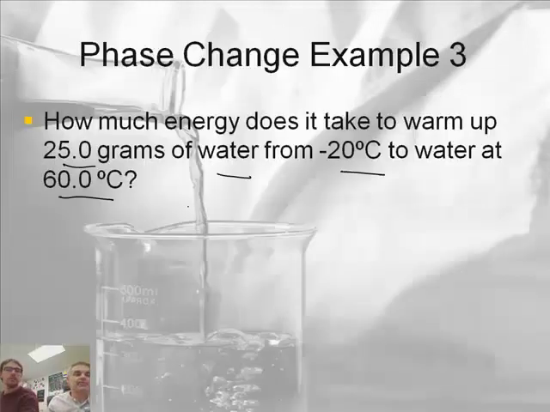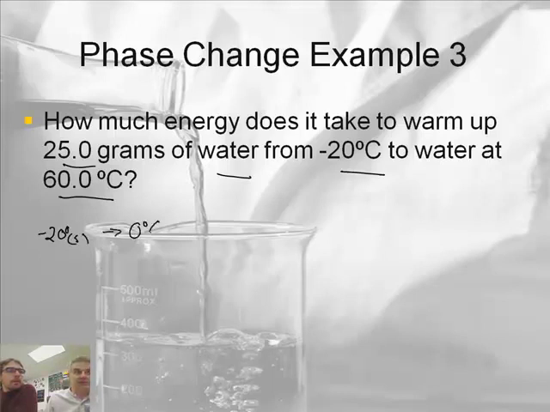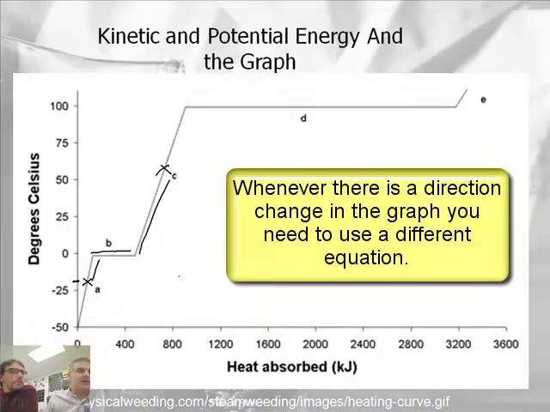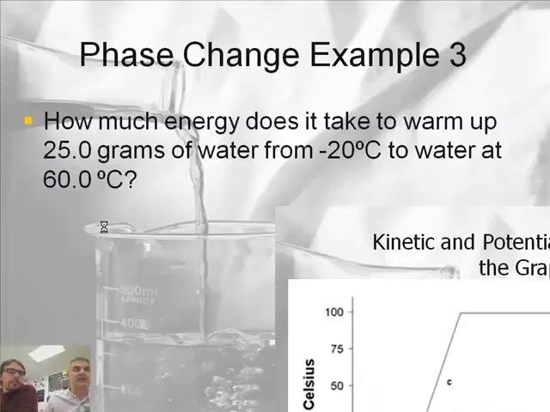Okay. This is tricky. All right, when we're doing this problem, Mr. Sams, what I like to do is I like to kind of map it out. I need to first go from negative 20 degrees as a solid to 0 degrees as a solid. Now, why'd you stop at 0? Because if you look at my graph right here, I need to stop whenever I get a change in the direction of the curve. So I have to stop at 0 because that's the temperature it stops at.